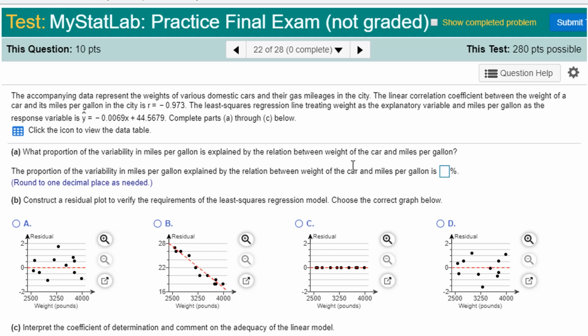Okay. We're first asked what proportion of the variability in miles per gallon is explained by the relation between weight of the car and miles per gallon. What we're talking about here is the coefficient of determination, and that's the r squared. Now, we can actually calculate that in a couple of ways. First thing we could do is we're given r, and so we could calculate r squared just by taking that number and squaring it.